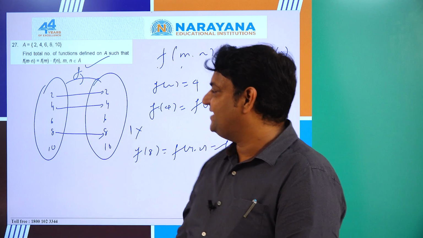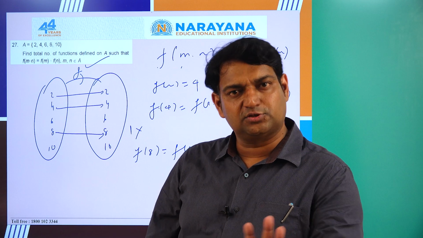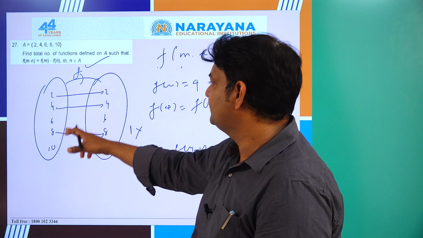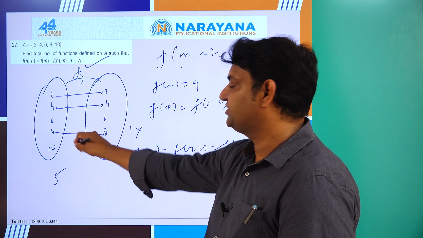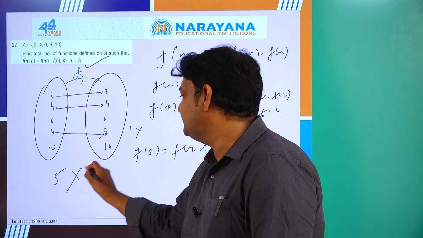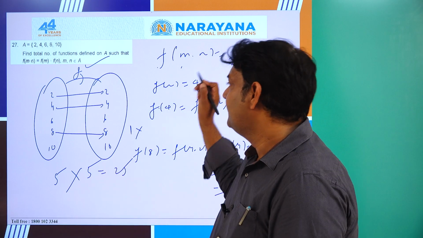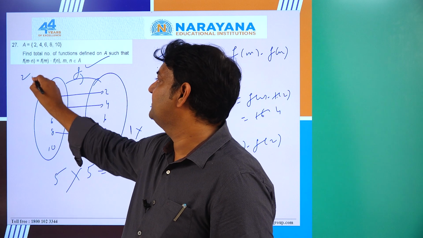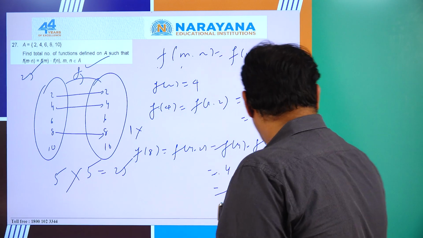But for 6 and 10, 6 can be written as 2 into 3, and we don't have 3 in the domain. So we can simply give any value to 6. 6 can take image in how many ways? 5 ways, there is no restriction. Similarly, 10 can take the image in how many ways? 5 ways, there is no restriction. That is 5 5s are 25. So how many such functions will exist? 25 such functions will exist.